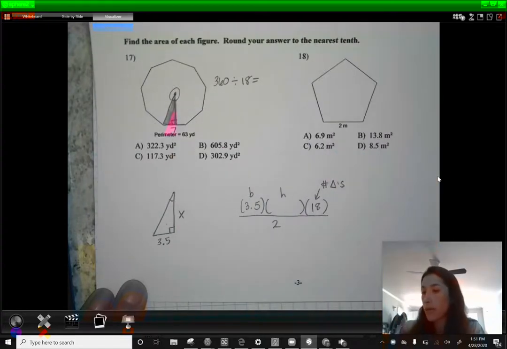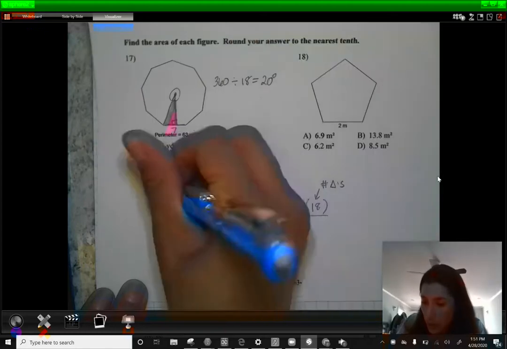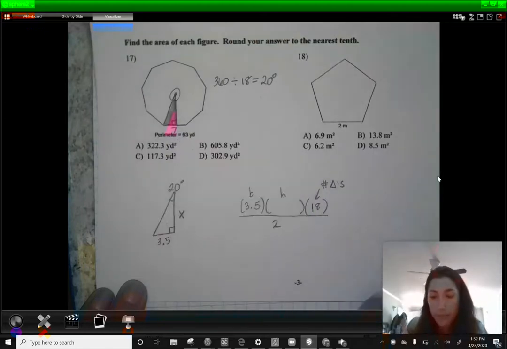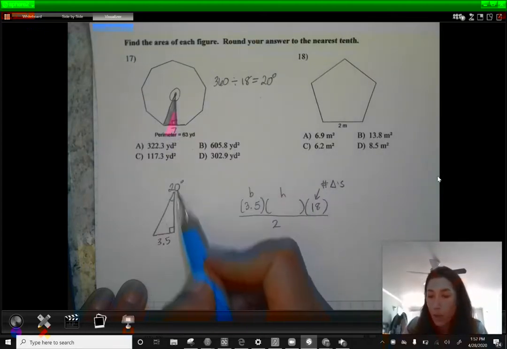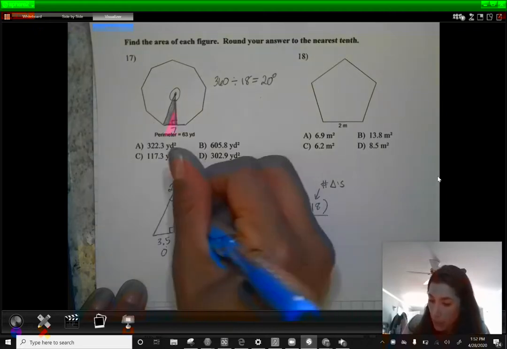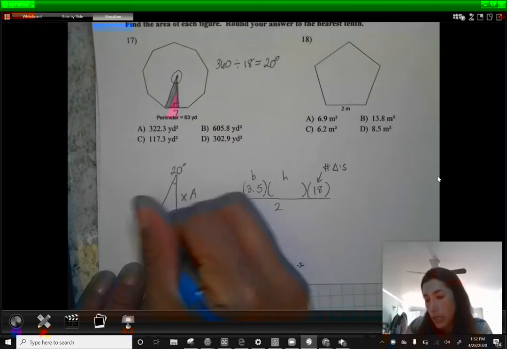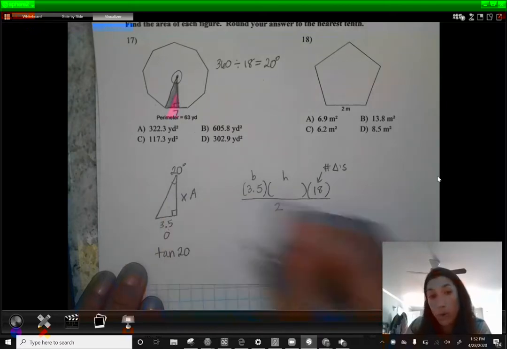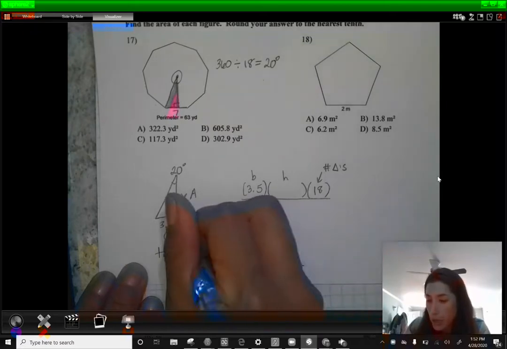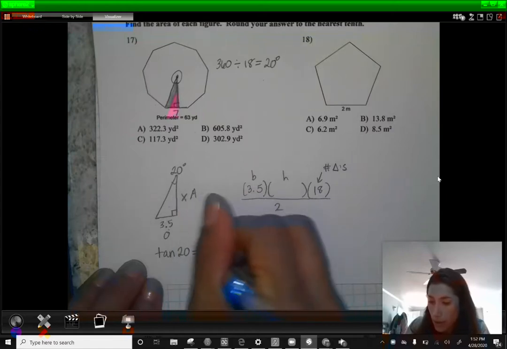So 360 divided by 18 is 20. So this is a 20-degree angle. From 20 degrees, we have an opposite side and an adjacent side. So we can use our tangent ratio. We can say tangent of 20, remember SOHCAHTOA, tan 20 equals 3.5 over x.